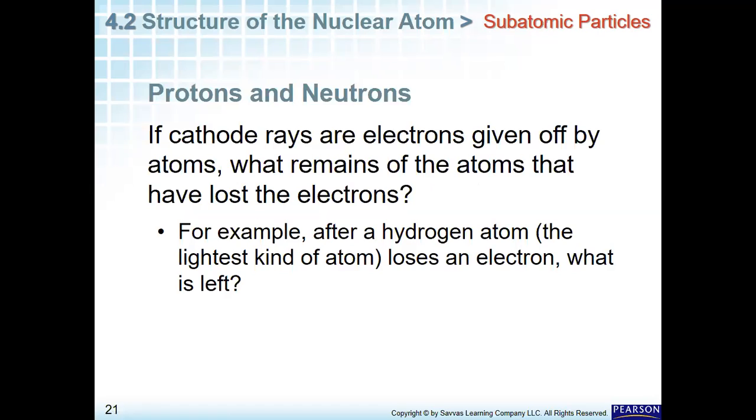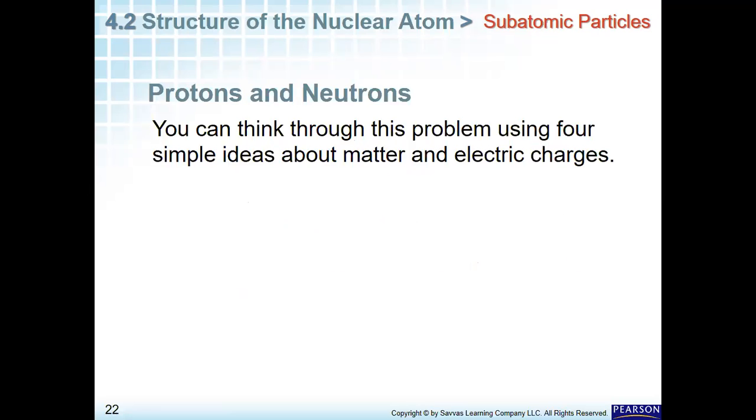Let's go further to protons and neutrons. If cathode rays are electrons given off by atoms, what remains of the atom that has lost the electrons? For example, after a hydrogen atom, the lightest kind of atom in the world, loses an electron, what is left? You can think through this problem using 4 simple principles we know about matter and electric charge.